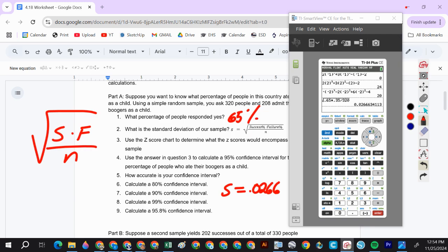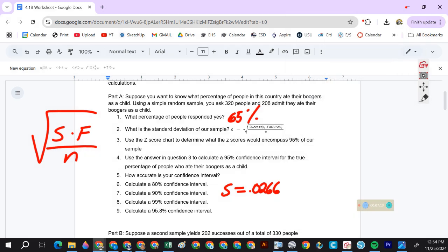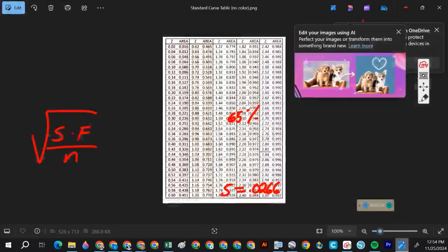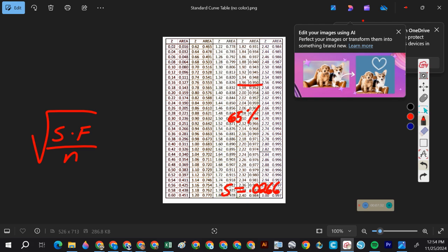All right. So number 3 says, use the z-score chart to determine what z-scores would encompass 95% of our sample. So looking here, 95% is actually, where is it? 1.96, not 2. 1.96. So we wanted to find what z-score gives a central area of 95%. And it ends up being 1.96. Okay.